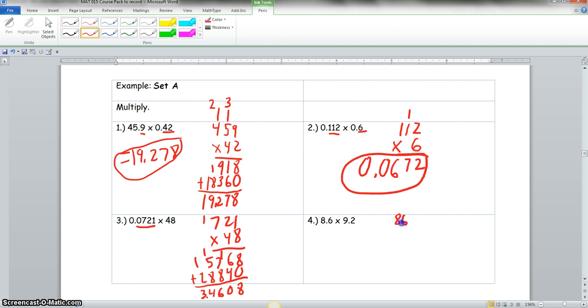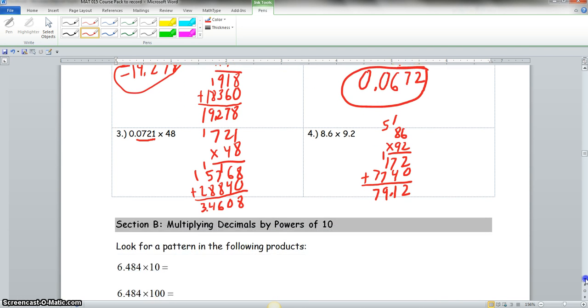Now we come to number 4. Still, let's drop these decimals. We have 86 times 92. 2 times 6 is 12. Carry our 1. 2 times 8 is 16, plus 1 is 17. Put a 0 here. 9 times 6 is 54. Carry our 5. 9 times 8 is 72, plus 5 is 77. Now we add. 2 plus 0 is 2. 7 plus 4 is 11. 7 plus 1 is 8, plus 1 is 9. And we bring down our 7. We have 2 digits behind the decimal. So our final answer must have 2 digits behind the decimal. So it'd be 79.12.